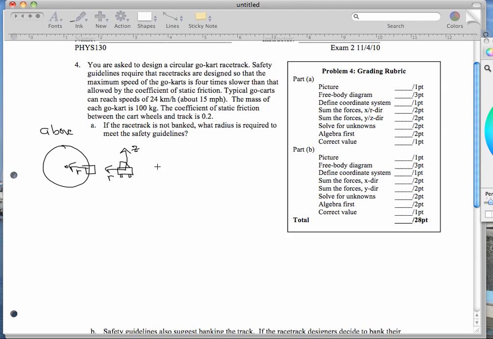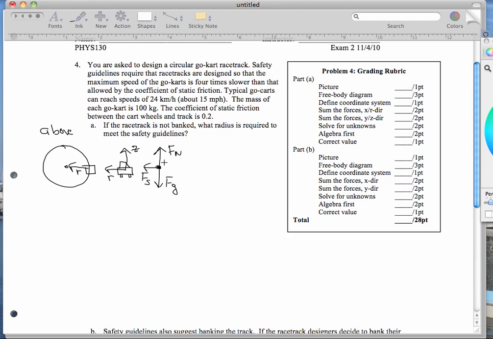So my free body diagram is going to look like this: I've got the force of the normal, the force of gravity, and the force of static friction. There's my free body diagram. I'm just going along with my rubric. I've done my picture, my coordinate system, and my free body diagram, so now I'm going to go with the sum of the forces.